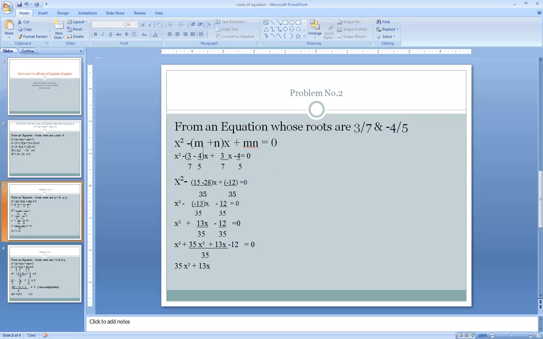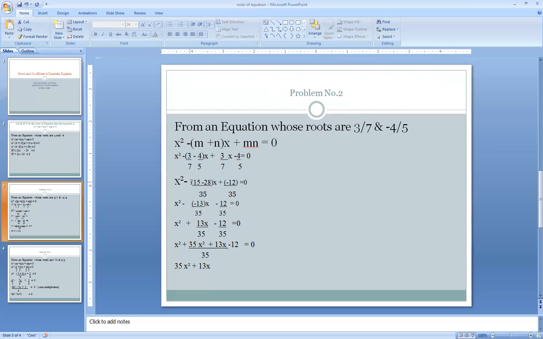Next question: we have to frame an equation whose roots are 3 by 7 and minus 4 by 5. Now the question is given in the form of fractions, and the fraction form only we should substitute in the formula for framing the equation. x square minus (m plus n) into x plus mn equals 0. So x square minus, m means 3 by 7, n means minus 4 by 5, so plus into minus is minus 4 by 5, into x plus mn, which is 3 by 7 into minus 4 by 5.